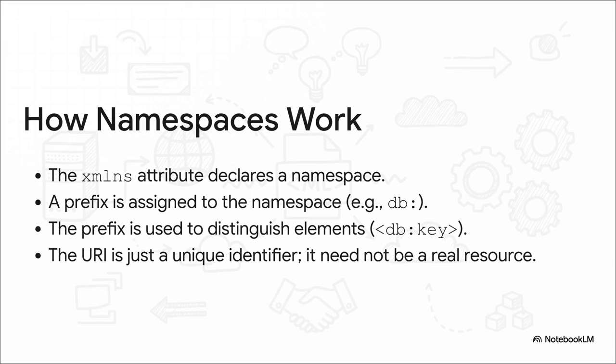You just use this xmlns attribute to assign a short prefix like db to a unique URI. And get this, the URI doesn't even have to point to a real website or resource. Its only job is to be a totally unique identifier. And just like that, you've solved this huge problem of ambiguity in distributed systems.